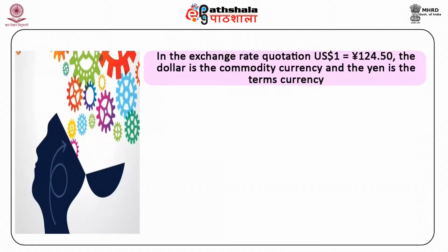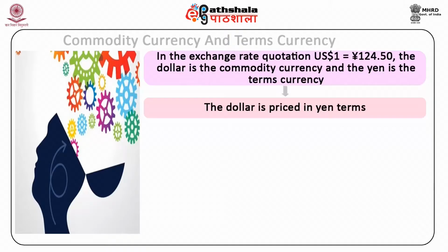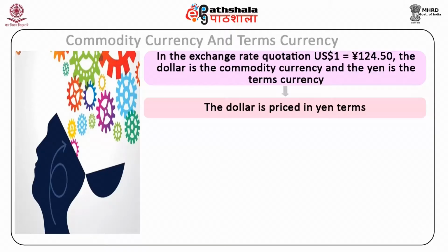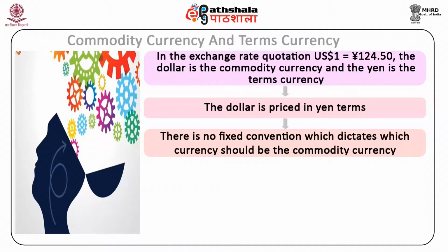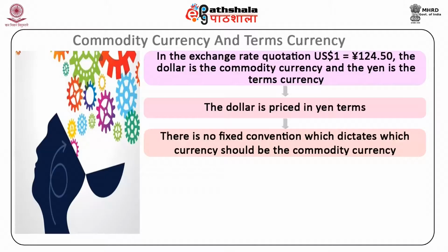In the exchange rate quotation, US dollar 1 is equal to Japanese yen 124.50. The dollar is the commodity currency and the yen is the terms currency. The dollar is priced in yen terms. Notice that the dollar is the terms currency when quoted against the pound and euro, but the commodity currency when quoted against the yen. There is no fixed convention which dictates which currency should be the commodity currency. The pound sterling is usually quoted as the commodity currency from the time when it was the principal world currency.